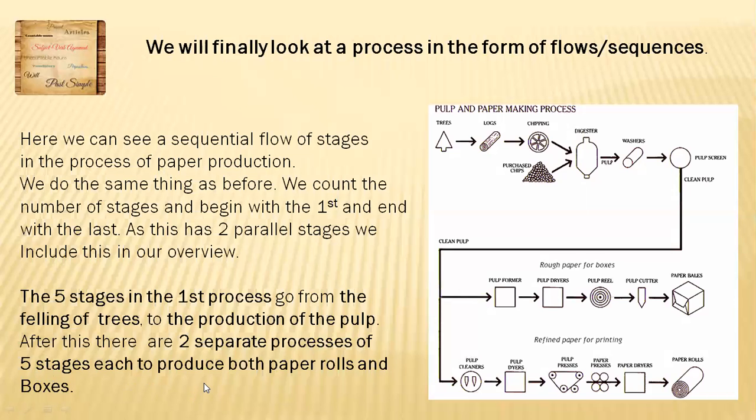So you're describing the processes and the number of stages. Here you can't say from pulp cleaning to paper rolls and from pulp former to, because it's too much. You don't need it in your overview. 2 to 3 sentences maximum. So this one would be fine.